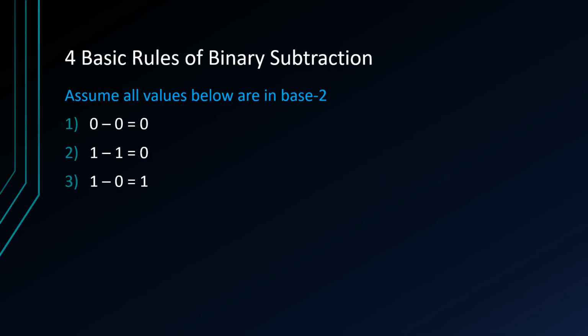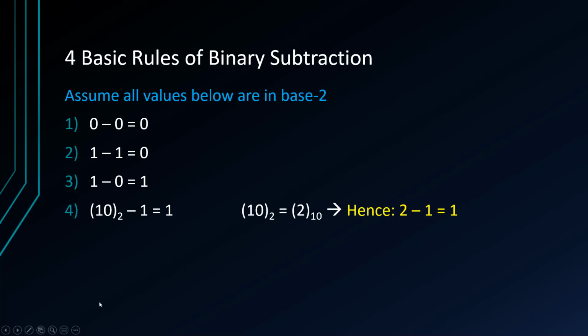1 minus 0 is 1. And finally, we get a step that actually is a challenge: when we have 1, 0 minus 1. Well, that's just a 1, because remember, 1, 0 is really 2 in decimal. Well, 2 minus 1 is just 1. That's it. That's all there is to subtraction. So let's go take a look.